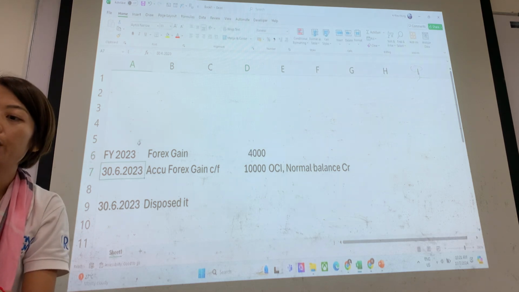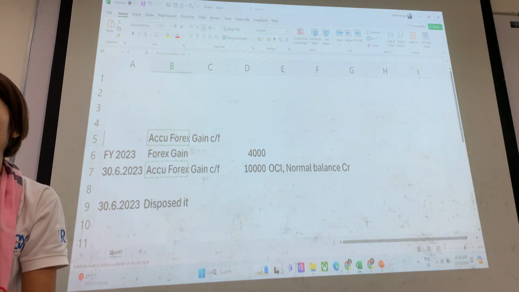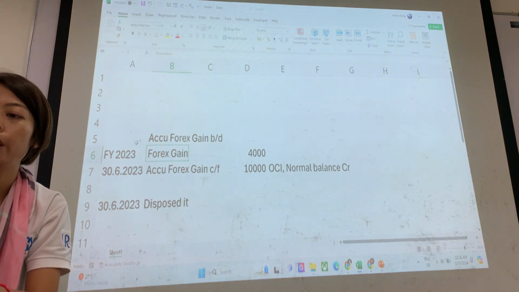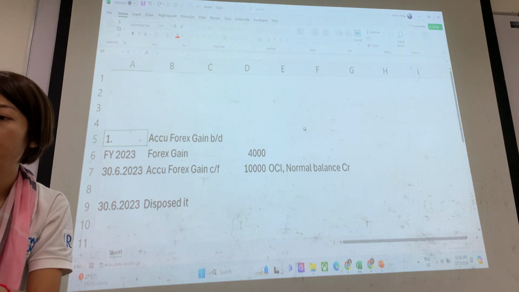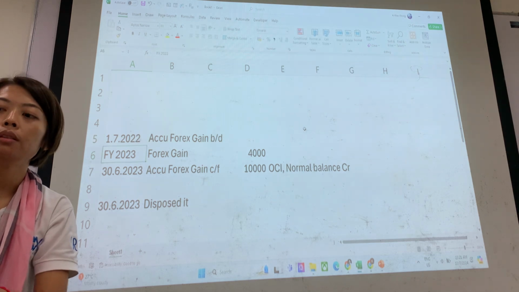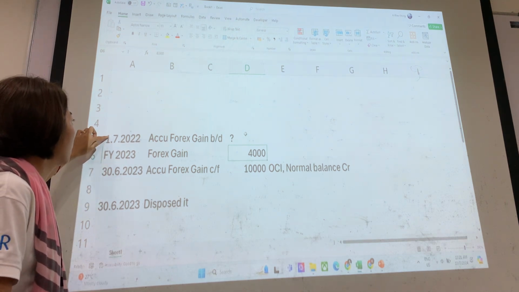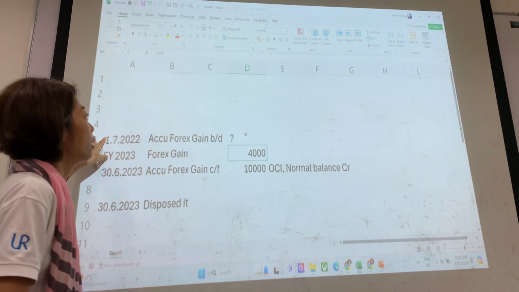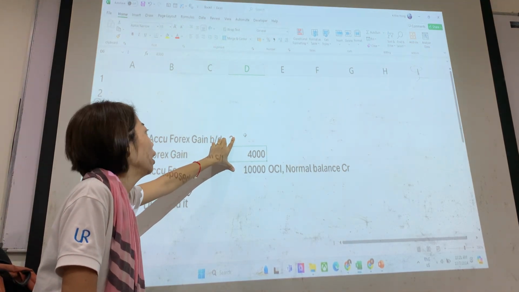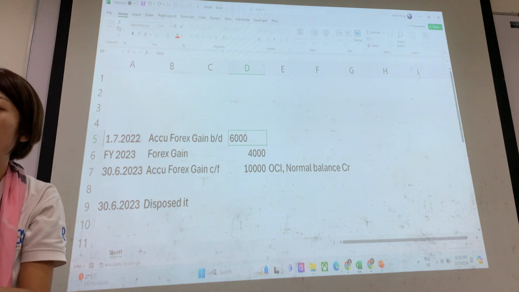Okay, my question is, are you able to calculate the brought down? I think can, right? So are we able to calculate the accumulated foreign exchange gain brought down, which is on 1st of July 2022? Equal to how much? We always say last day of the year is equal to first day of the year plus all the movement during the year. That means X plus 4,000 equals 10,000. Okay, so X is equal to how much? 6,000, no?